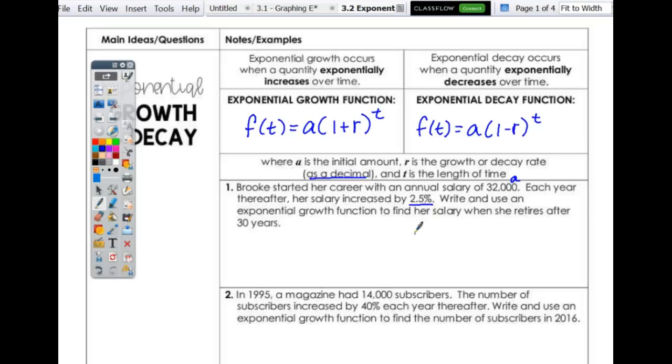So first of all, we have to write an exponential growth function. So that's f of t equals the initial amount, which is 32,000, times 1 plus the rate. So if I have 2.5%, to change that to a decimal, you move the decimal 2 places, so you get 0.025, raised to the t. Because the function works for any time. So this time, we want to know after 30 years. So I'm finding f of 30.